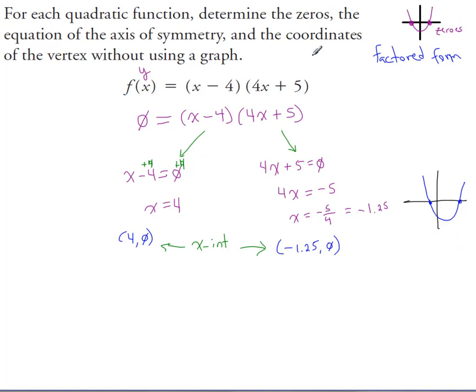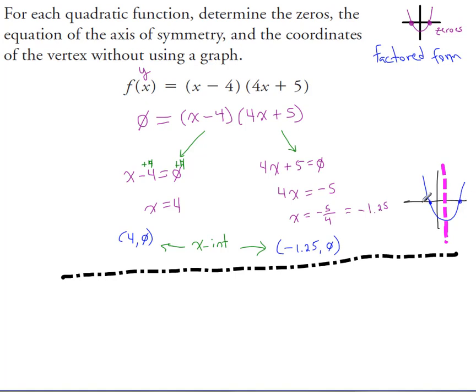Okay, let's do our next part. So we'll put a little dotted line here so we know we're moving on. What else do I need? I got my zeros. Now I need my equation of the axis of symmetry. Now I know my axis of symmetry is going to be right in the middle. It's going to be right in between those two zeros, those two x-intercepts. So to figure out where it is, I'm going to add them together and divide by 2. That's going to give me my axis of symmetry.